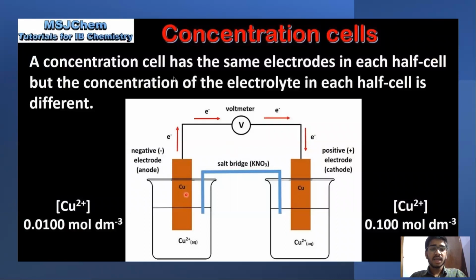A concentration cell has the same electrolyte in each cell, but the concentration of electrolyte in each cell is different. Here we can see first the diagram of an electrochemical cell. Here the electrons are transferred from anode to cathode.